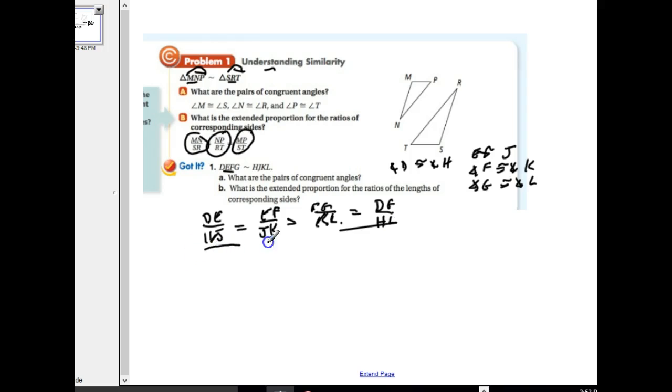And all of them would have to be the same ratio here. Okay? That's what we know about similarity.